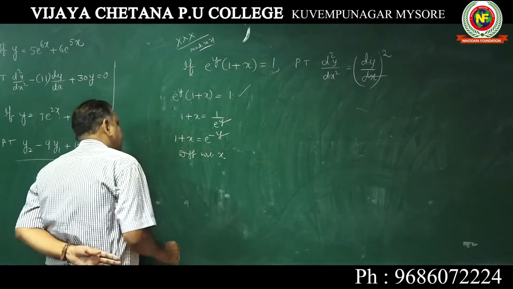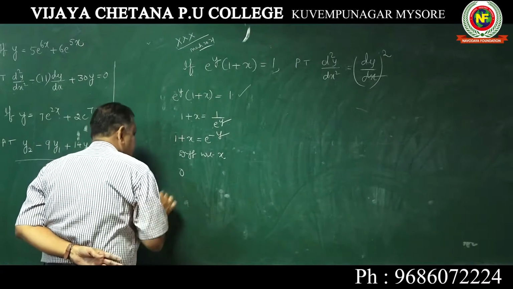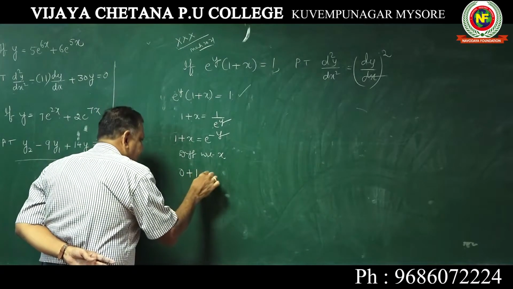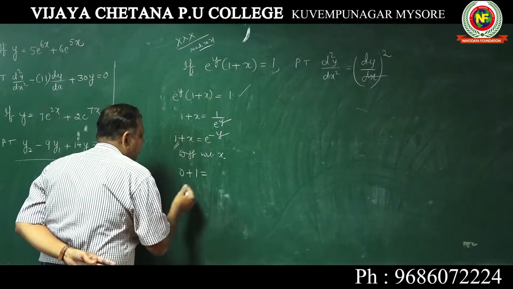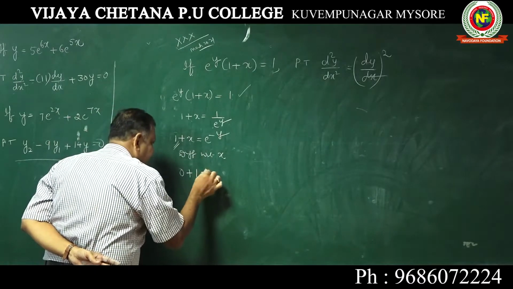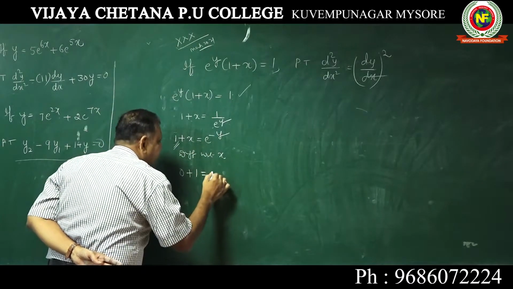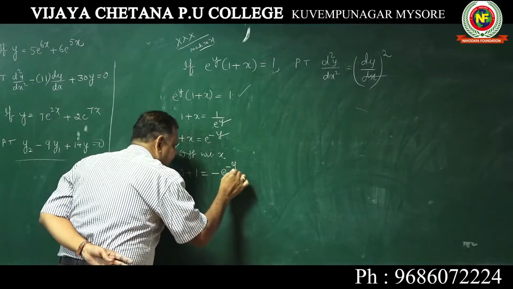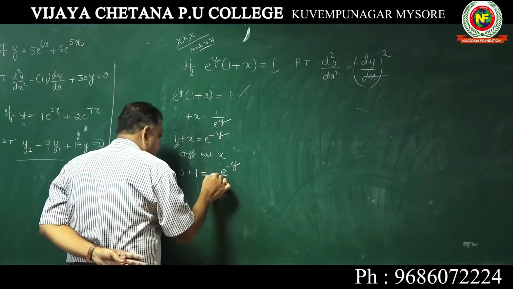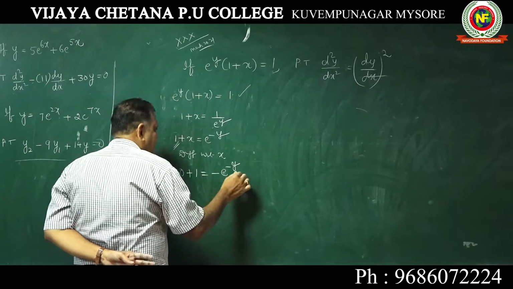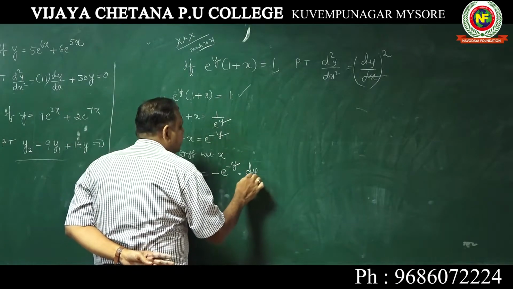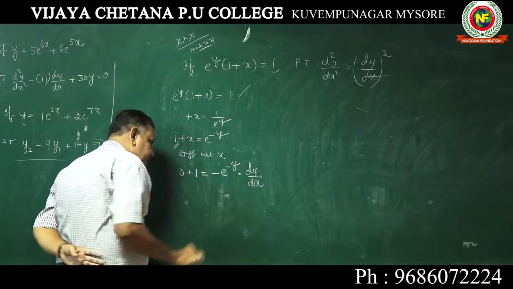Now when you differentiate with respect to x, this is 0, constant, plus this is 1, the x variable. Here, differentiating e to the power of minus y, the coefficient is minus 1 into e to the power of minus y into, and this is very important, you should write dy by dx.